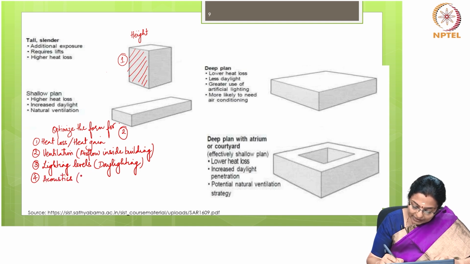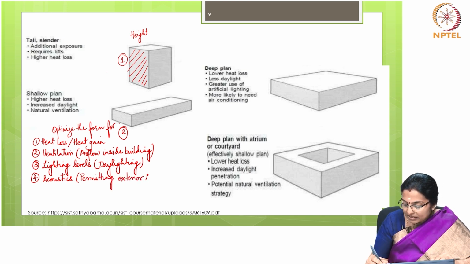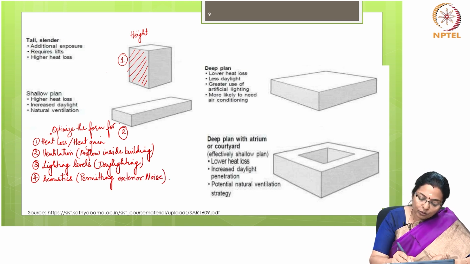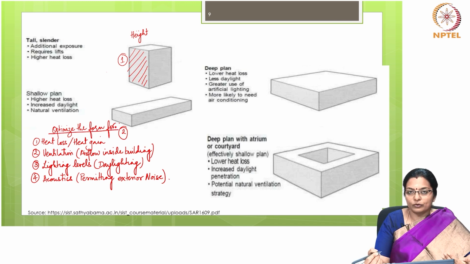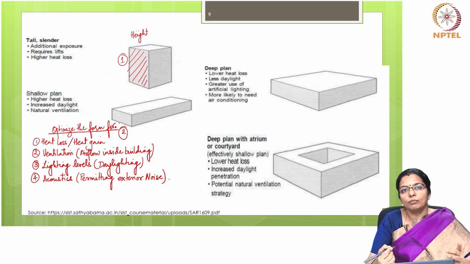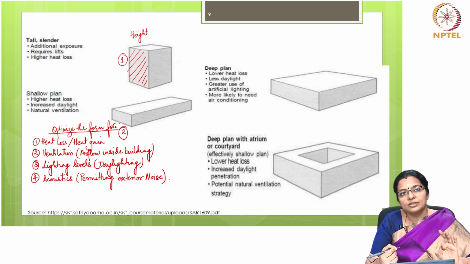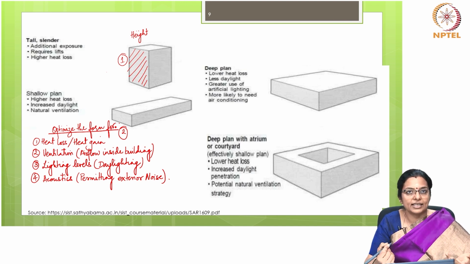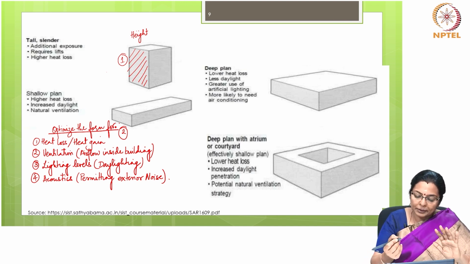When I say acoustics, I mean permitting exterior sound, exterior noise inside. So, you need to optimize a form for all of these, because a particular form which functions very well for optimum heat gain may not be functioning very well for either ventilation or lighting. So, you have to optimize it.